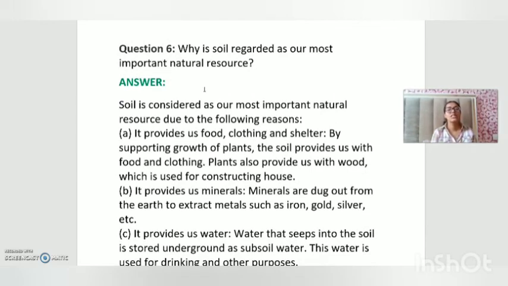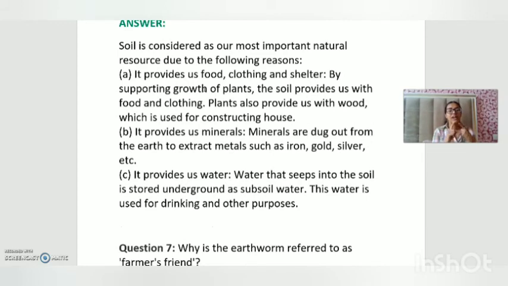So moving further, what does question number 6 say? Question 6 is, why is soil regarded as our most important natural resource? Now we say that soil is a natural resource. Now they are asking why it is considered the most important natural resource. So the answer is, student, as it provides us food, right? Soil provides us food, clothing and shelter.